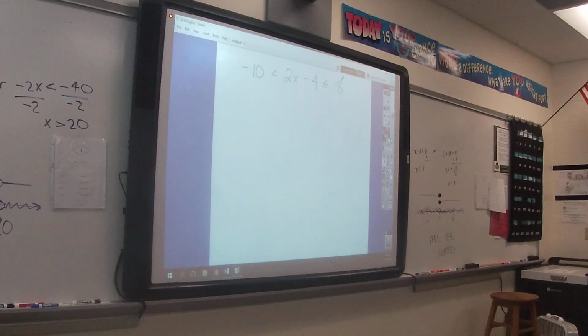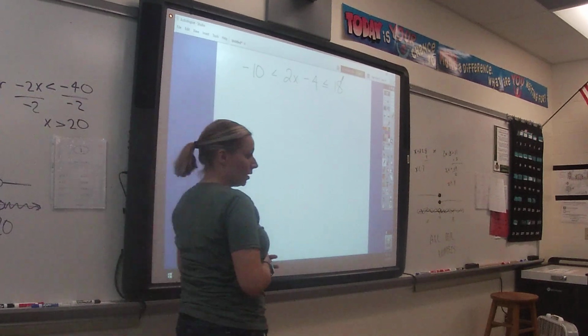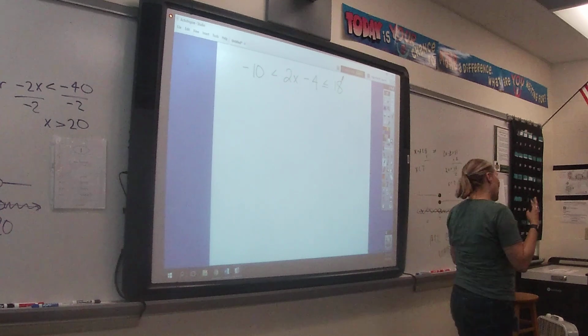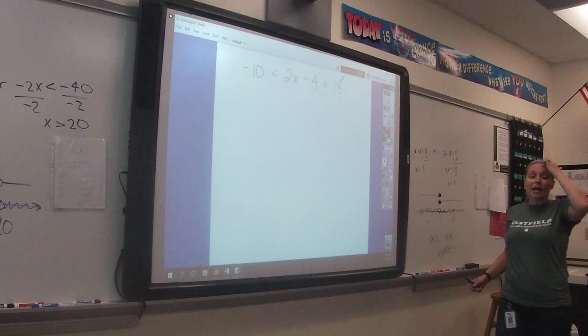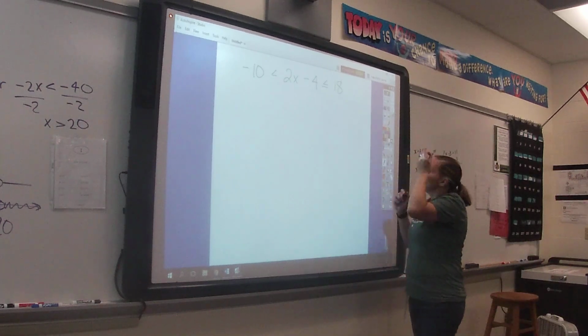Okay, so in this situation, we have something that is not solved, and it is written as one squished together inequality. Can we separate? Yes, we can separate them, but I strongly recommend that you do not. It's a lot of extra work to separate them. I see a lot more mistakes. So here's what I tell students to do.